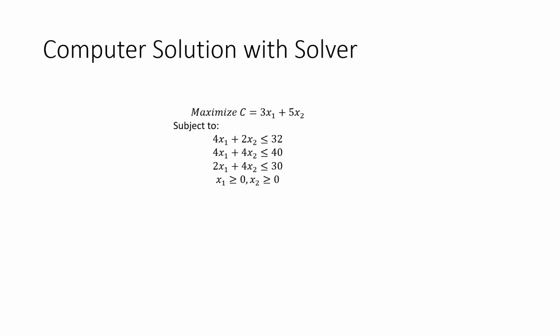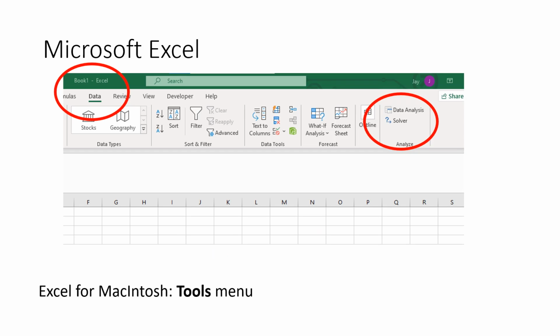So let's step through a computer solution with Solver. Now you should recognize this. This is the linear program that we solved last class. To refresh your memory, the solution for this was x1 equals 5, x2 equals 5, and c equals 40. That was the maximum for our objective function. So let's see how we solve this with Microsoft Excel.